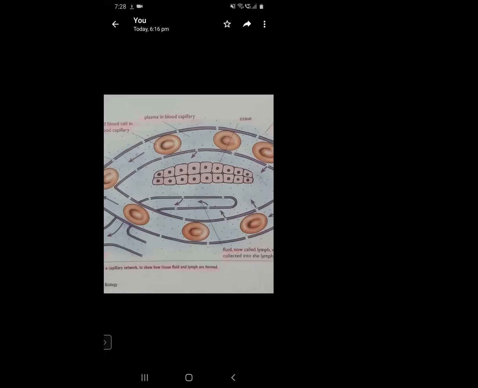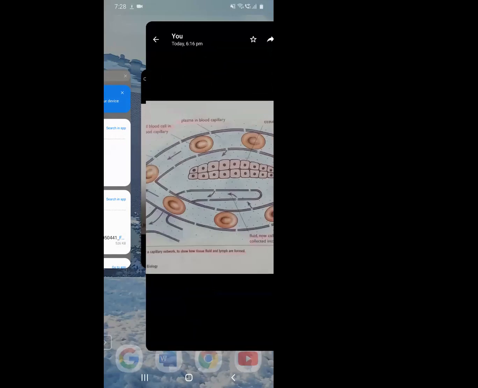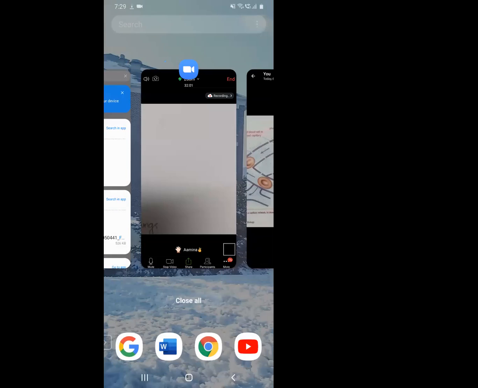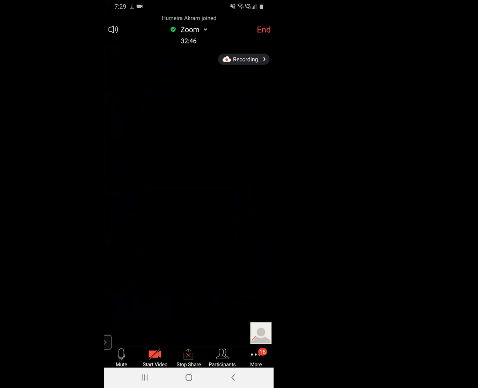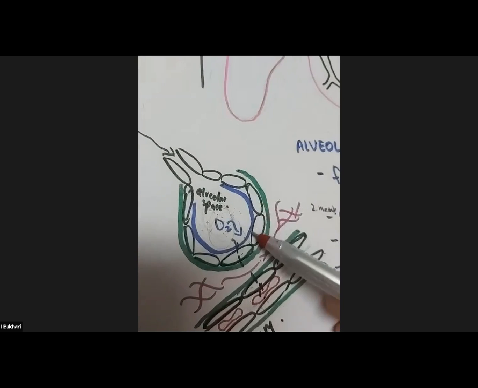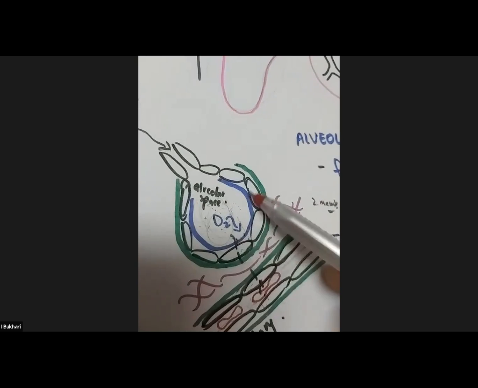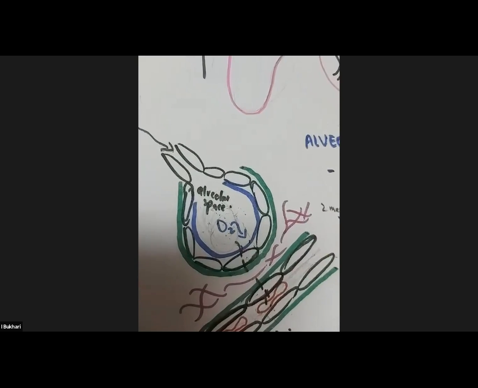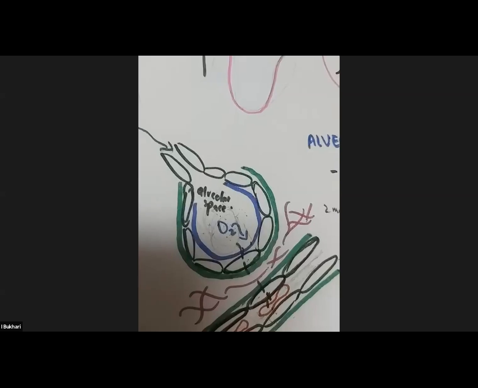Now, my question: why is it important for the gases to dissolve in a film of moisture before they can diffuse through the alveolar epithelial cells? Why is it important for oxygen to dissolve in this film of moisture before it can enter into the alveolar epithelial cells? Who wants to answer this question?